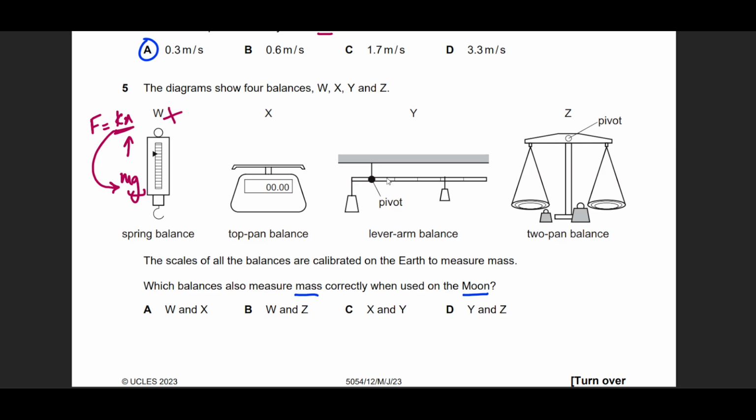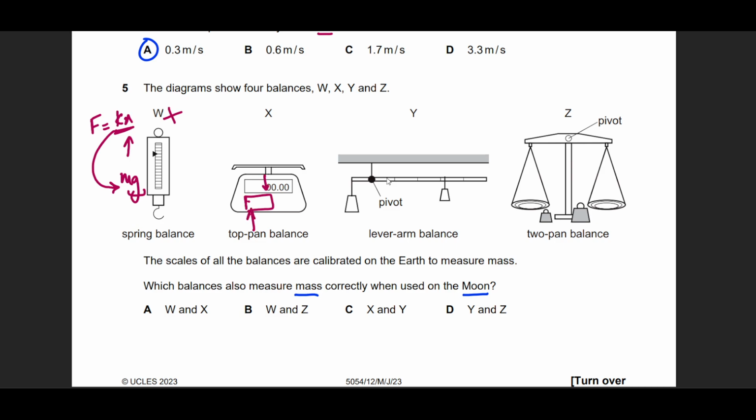The top pan balance is an electronic balance, and it is also calibrated for a specific area, for a specific value of acceleration of g. There is a load cell, or you can say a constraint or an object inside this, which actually tells you how much force has been applied on that object.